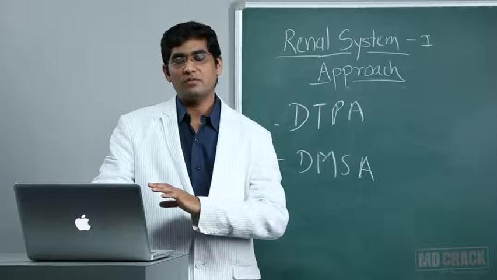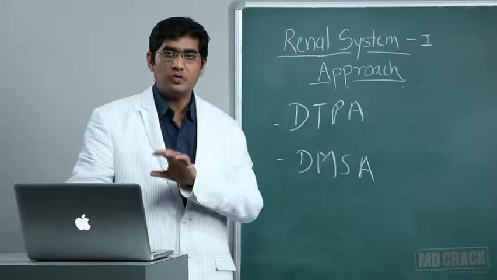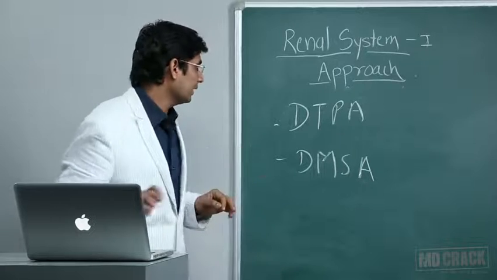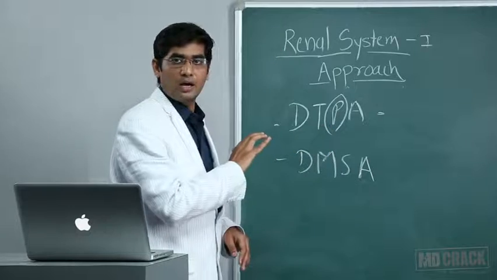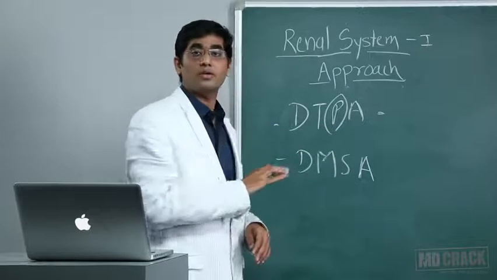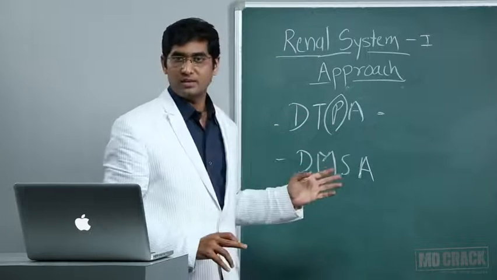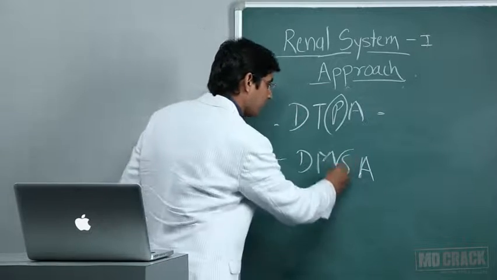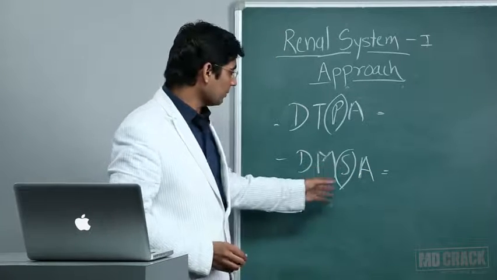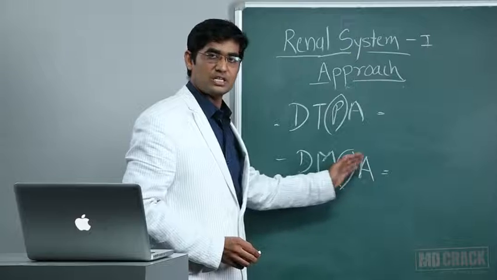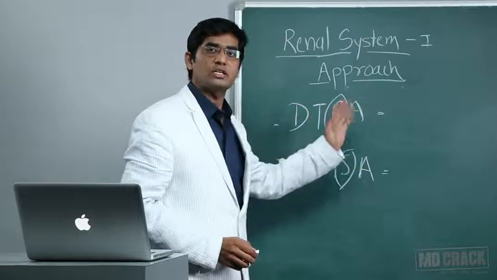So what is the usefulness of DTPA scan and DMSA scan? I usually remember by a mnemonic that P in DTPA stands for physiology. So DTPA scan is important for physiological function of the kidney. And S in DMSA stands for structure. It stands for anatomical structure of the kidney. So I remember DMSA, S for structure of the kidney, and P for physiological function of the kidney.